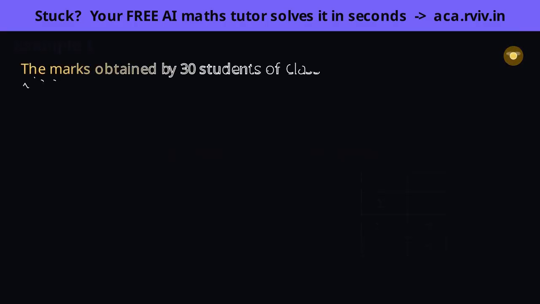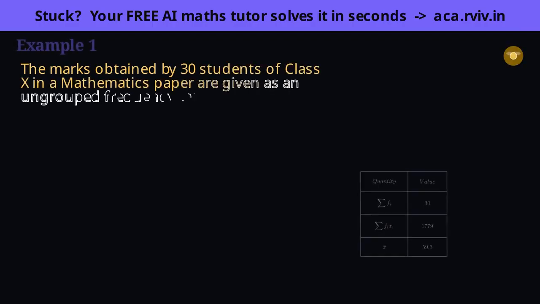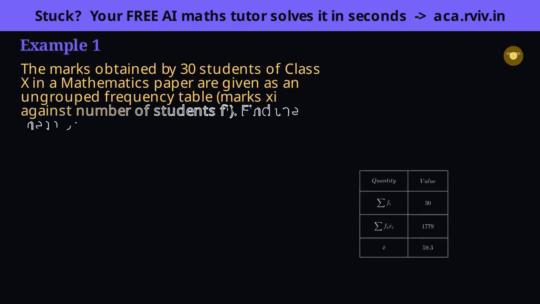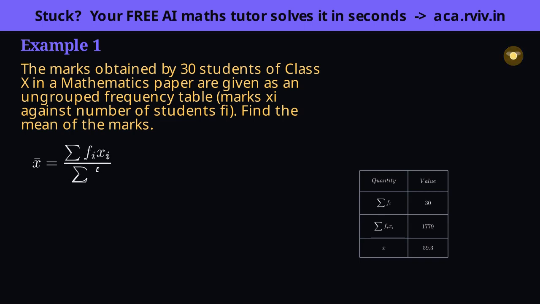Ungrouped data, the marks are exact values, so we just weight each mark by how many students got it. Let's plan before we compute. Remember, the mean is the balance point of the data, and in symbols that's the sum of Fi times Xi over the sum of Fi. So our whole job is to build one column of Fi times Xi, add it, and divide. A mark that many students scored must count many times over. That's the weighting the formula bakes in.